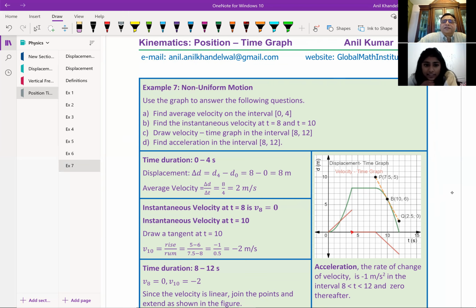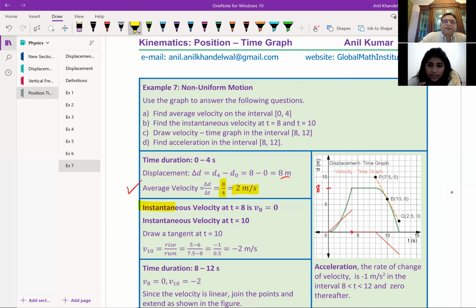Find the average velocity in the interval 0 to 4. So what will you do to find average velocity in this interval? Change in position, which is D4 minus D0. So what's D4? 8 minus 0, which is 8. And then divide by the change in time, which is 4, because it's 0 to 4 seconds. And then 8 divided by 4 is 2 meters per second.